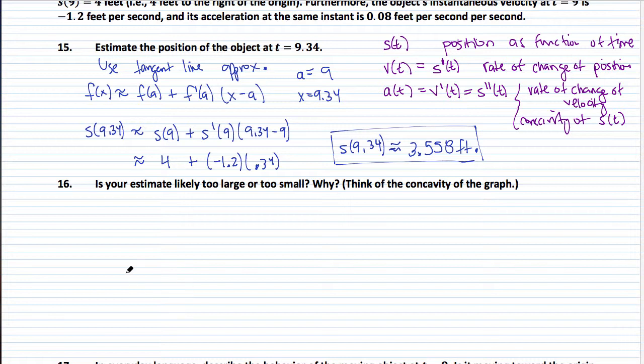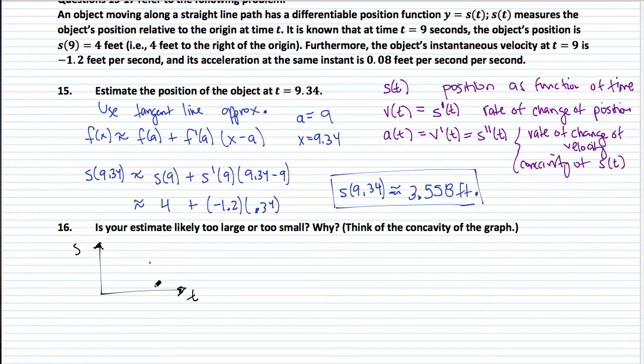So if I think about a graph of this function, so here's my position, here is my time, I know a couple things about how this graph will look. Firstly, I know that the slope is negative at 9 seconds. So here's my 9-second mark. I'm at a position of 4. My slope, because my instantaneous velocity is negative, also must be negative. And then its acceleration is positive. So s double prime of 9 is positive. So I have a negative slope, so I'm going down, but I have a positive second derivative, so I'm concave up. So this section looks something like this.